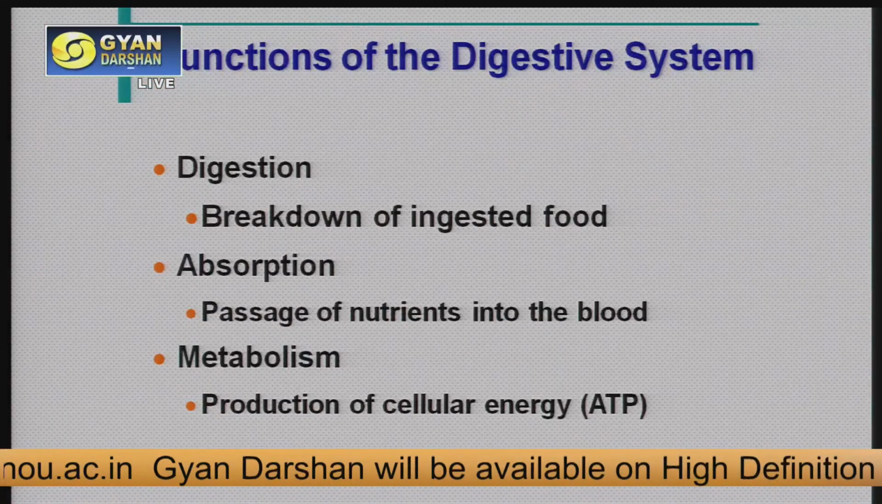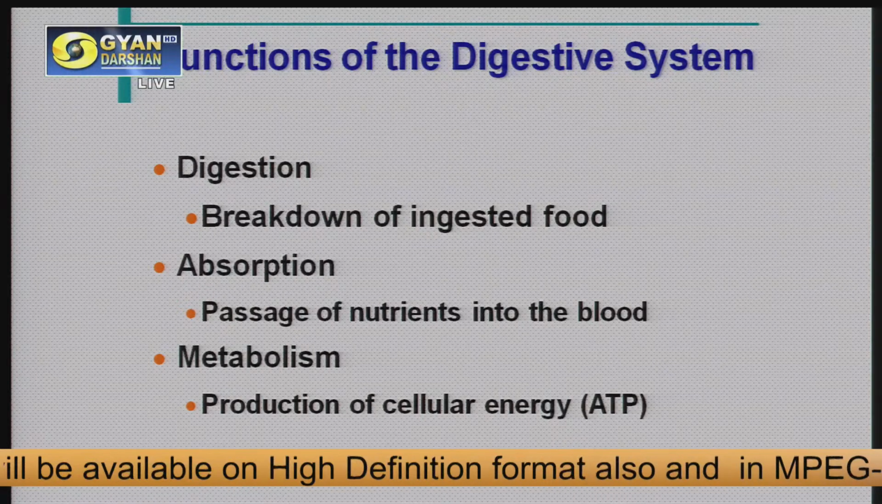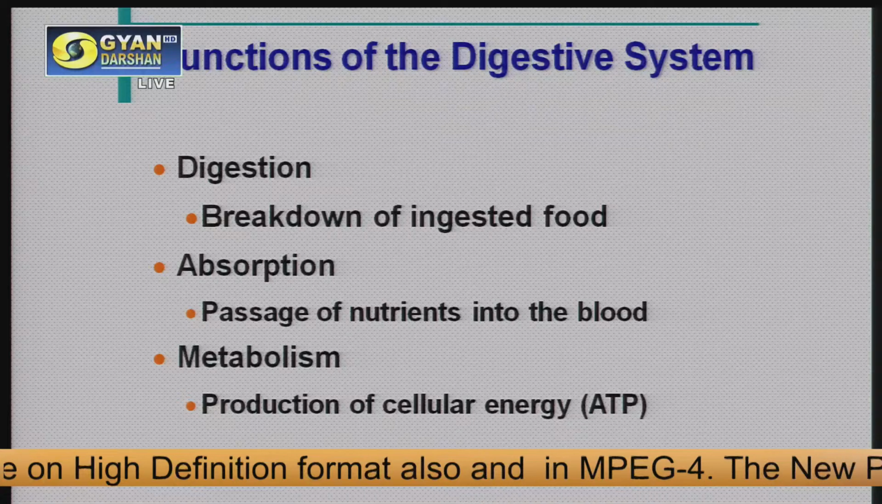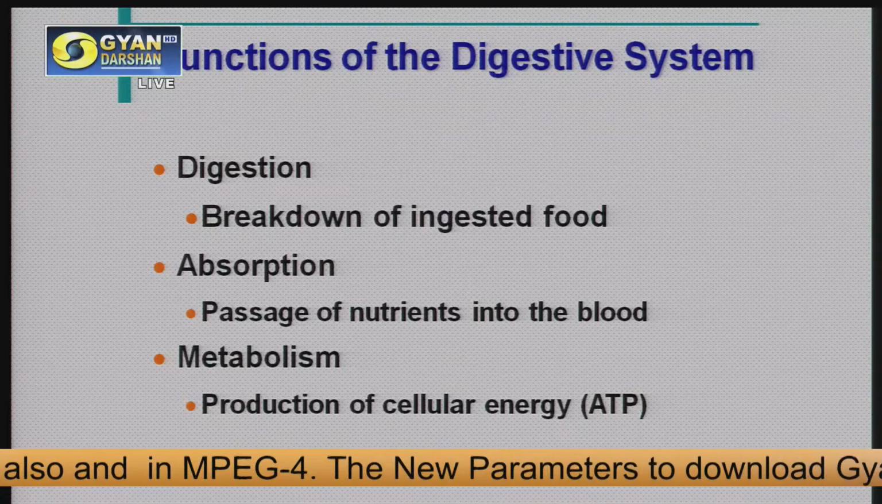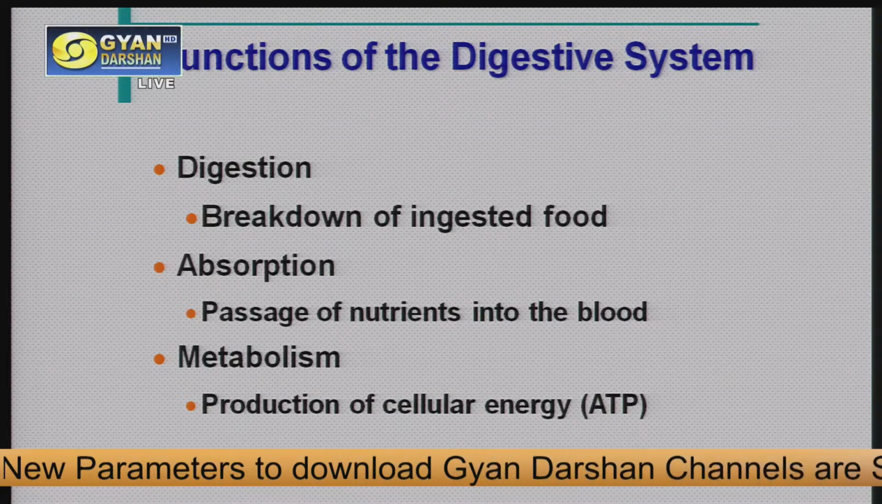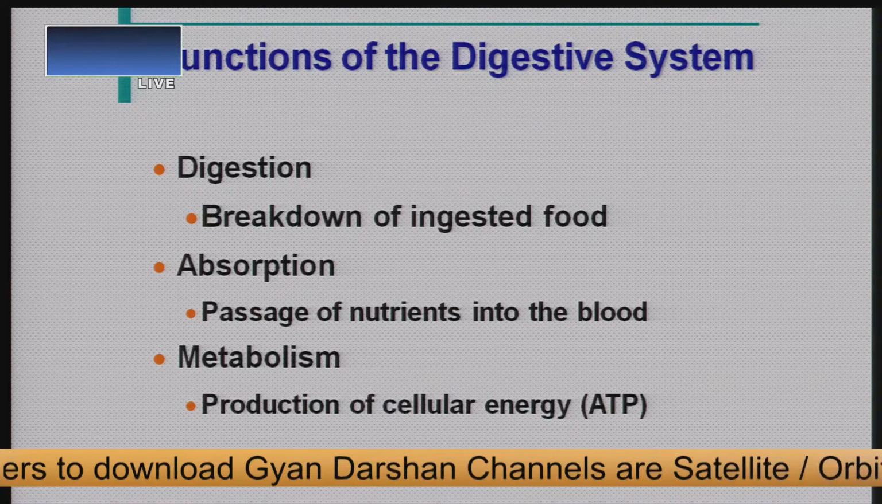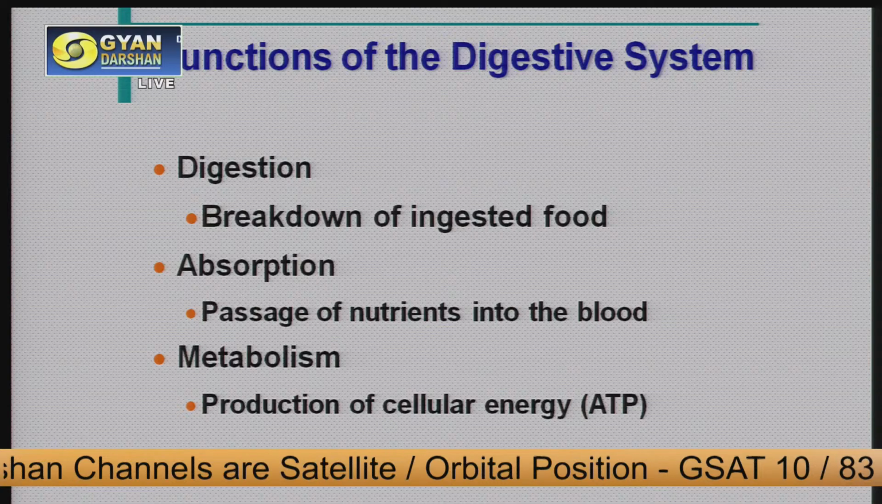So I will start with functions of the digestive system. The first function is digestion, then absorption, then metabolism. Digestion means breakdown of ingested food. Absorption means passage of nutrients into the blood. This is a very important step. Then metabolism, that is production of energy and energy currency, which is very important, that is ATP.